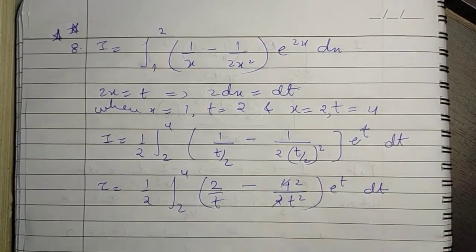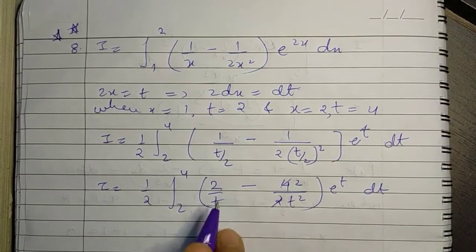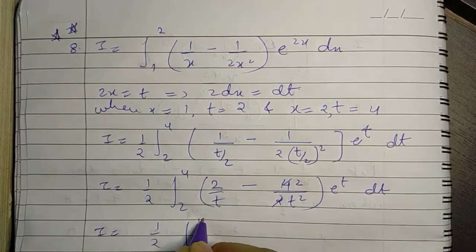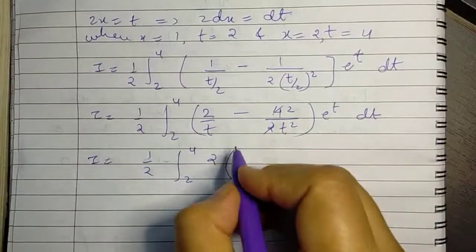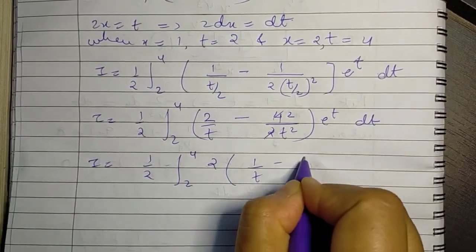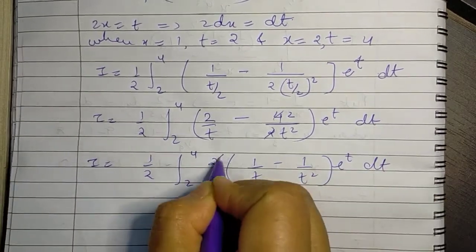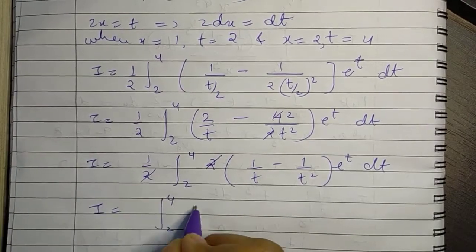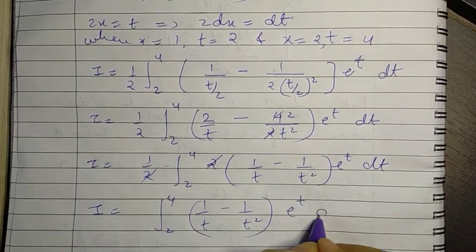This 2 gets cancelled. So clearly 2 is a factor which is common to both these terms, and we can take it outside. So we get 2 times (1 upon t minus 1 upon t squared) e raised to the power t dt. This 2 and this 2 get cancelled, and this gets written in terms of 1 upon t minus 1 upon t squared, e raised to the power t dt.